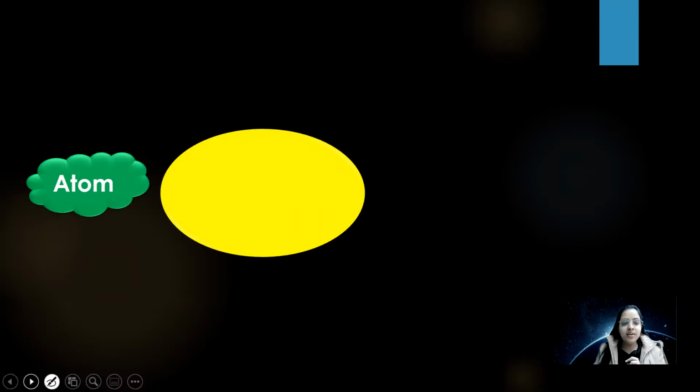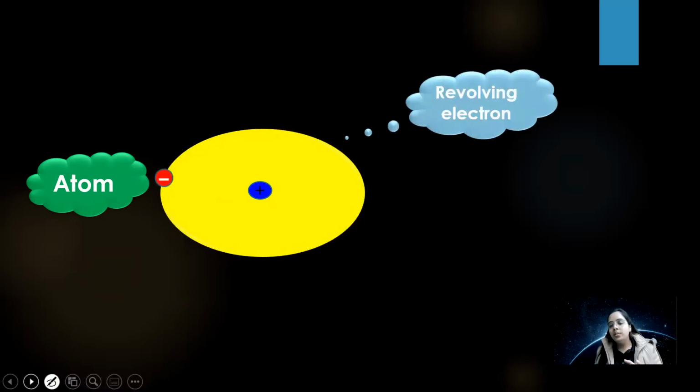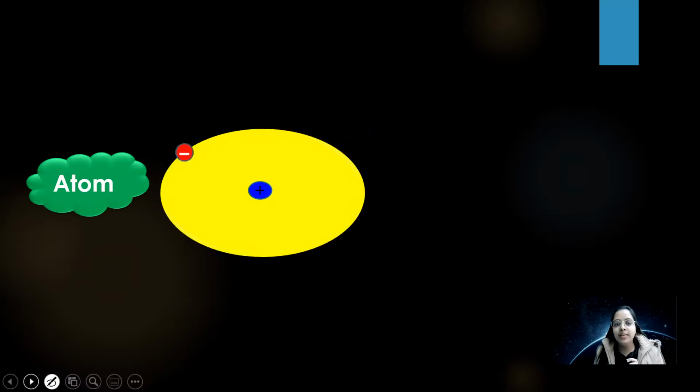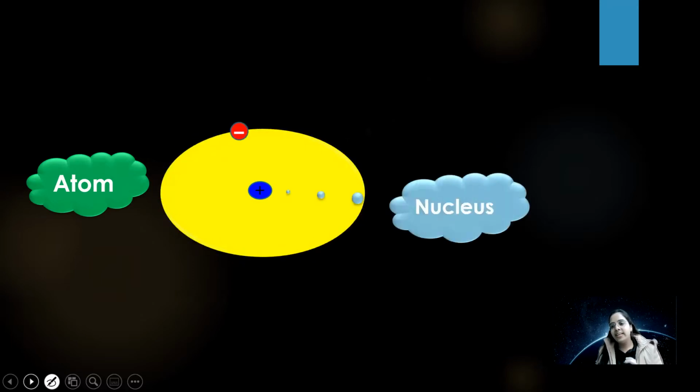So from all these observations, Rutherford tells us about the modified structure of the atom. So this is your atom in which the positively charged body is present in the center, and the electrons are revolving around it in a circular path, right? So this is your revolving electron, and this body is your nucleus, right?